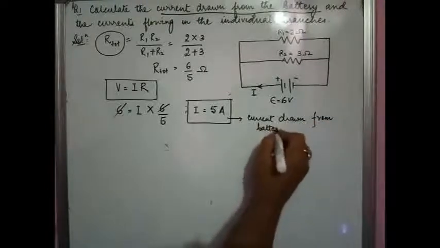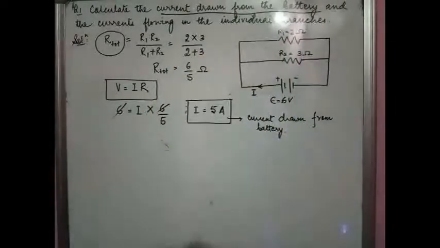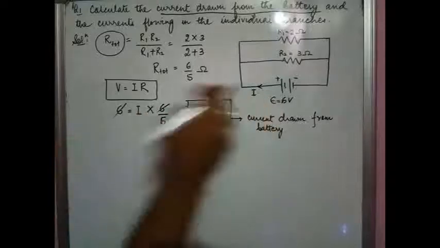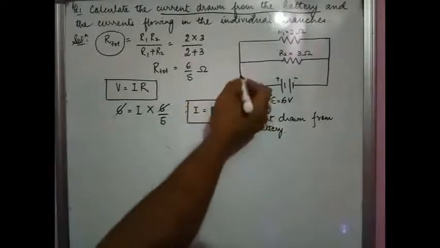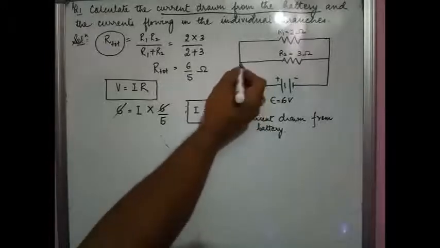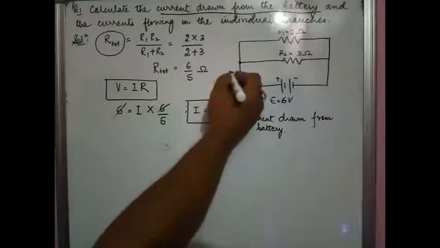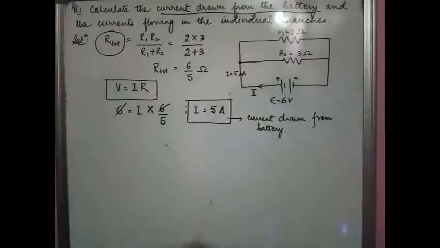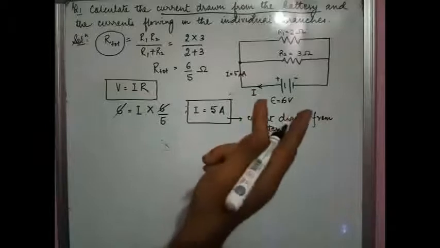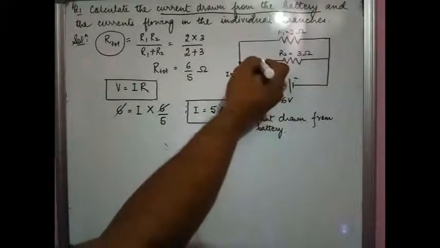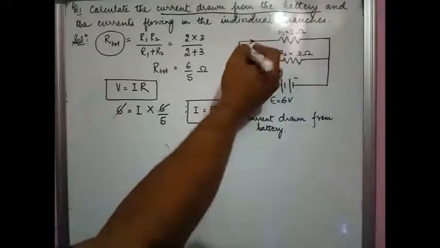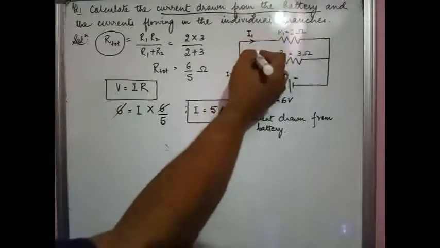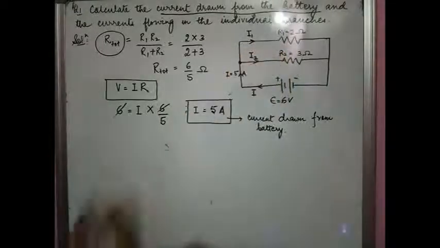So this particular setup of resistances and the battery is drawing how much current? 5 amperes from the cell. Now let us see how it moves ahead. It comes over here. Now the moment it reaches here, this 5 ampere current has two paths to follow. It can go this way also, it can go this way also. So there are two paths available. Some current will flow in the first arm, some current will go into the second arm.